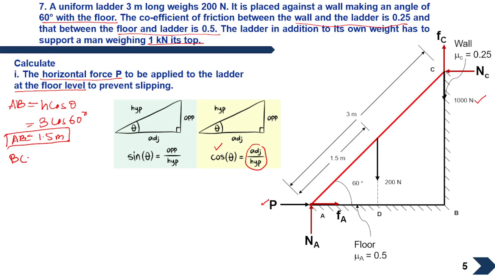Now we'll find BC. Okay, so BC is perpendicular. Here BC is perpendicular means opposite, so here opposite by hypotenuse. So this formula we can apply, which is nothing but H sine theta. Okay, so H is 3 in our case and theta is 60 degree. So we'll get the value of BC as 2.598 meter.